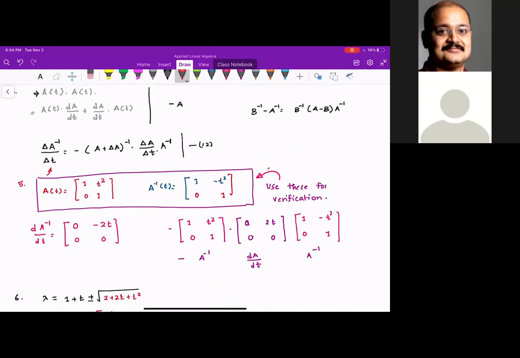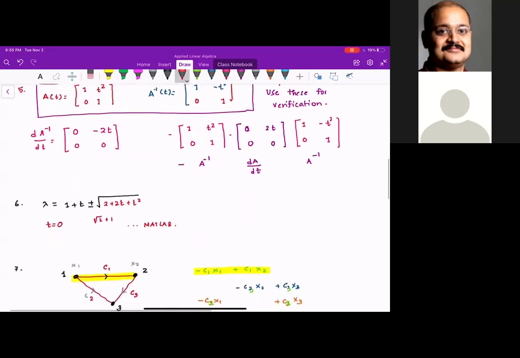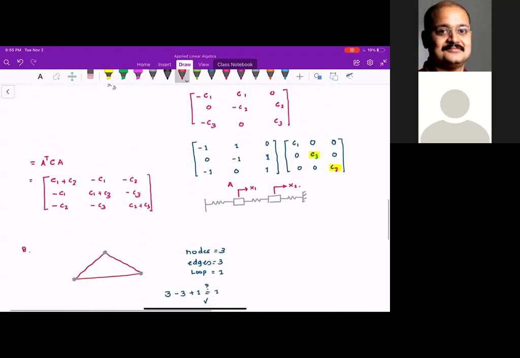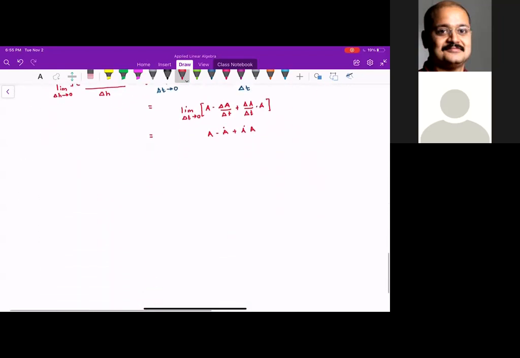But if you used some other formula, to be honest with you, I did not understand how you did it. What I would recommend is, no matter what formula you use, to verify, if you use inverse relationships, use A(t) is equal to [1 t square; 0 1] and A inverse(t) is [1 minus t square; 0 1]. Okay. All right. Any questions from my online students?